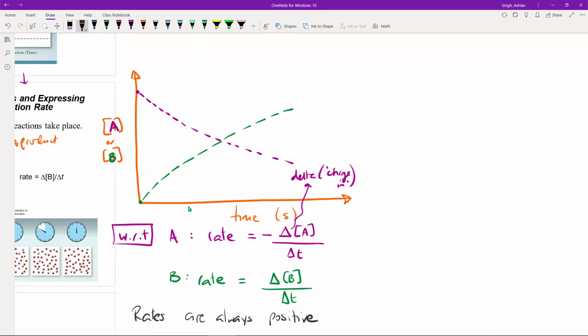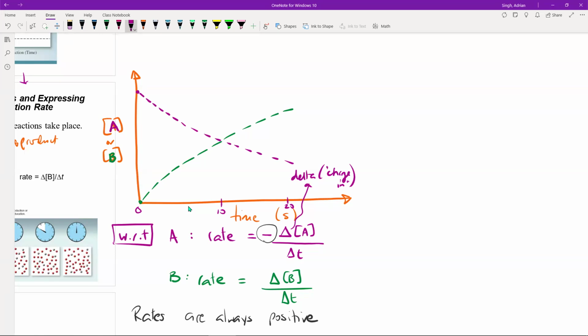So that's why we actually need to include this negative sign here to convert our change in the concentration of A from a negative value to a positive value. I'm going to explain this in a second. So if I decide for A, for example, to determine the rate of the reaction from time equals 0 to, let's say, time equals 10 seconds.